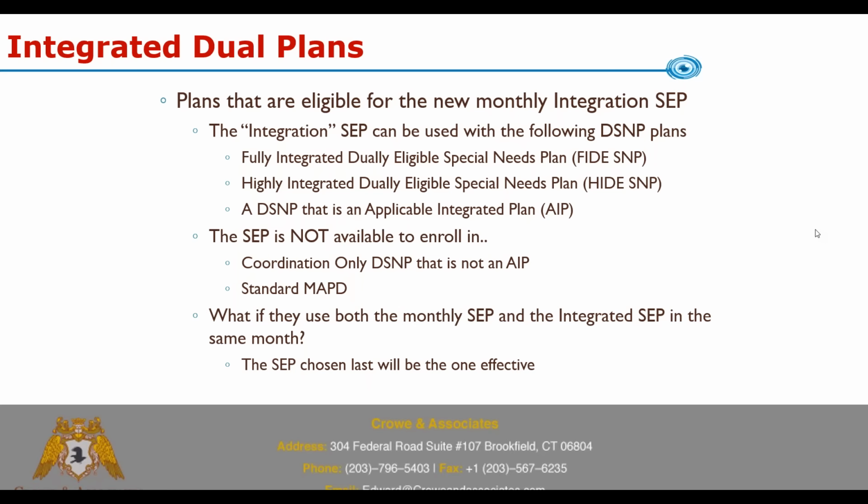Now, since there's going to be 3 elections, as you know, the one to switch people from an advantage back to original Medicare and a drug plan, or if they're in a drug plan, they want to switch to a different drug plan, or if there happens to be an integrated dual plan you can move into, you could use the monthly integrated SEP. What if you use 2 of those in the same month? Well, the last one you use will be the one that's effective.